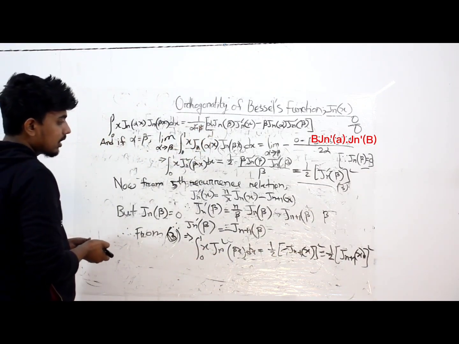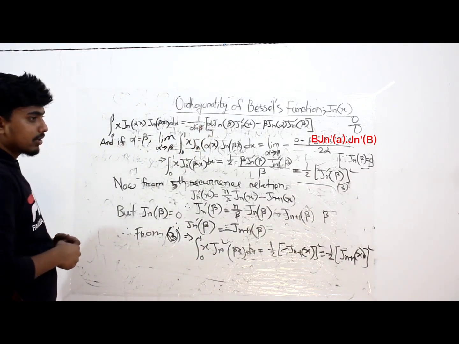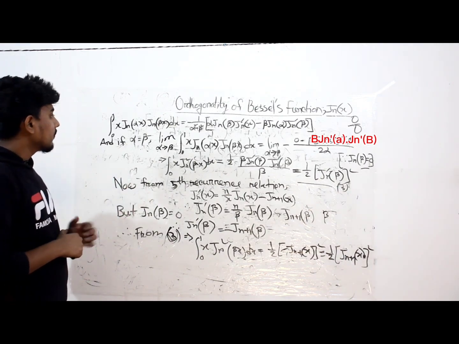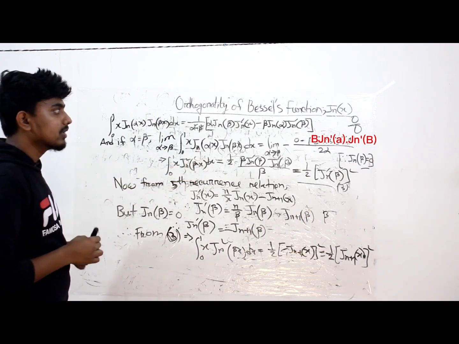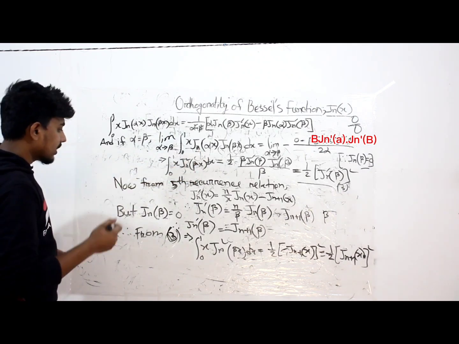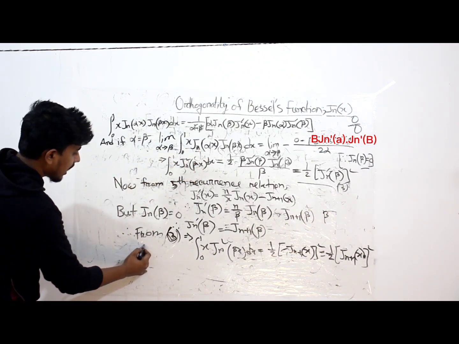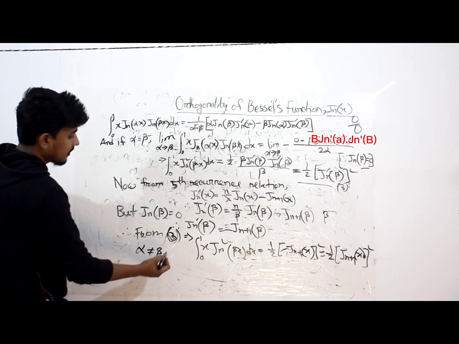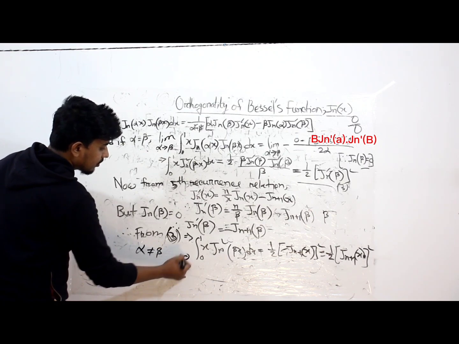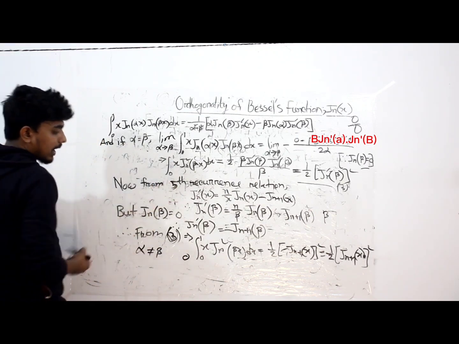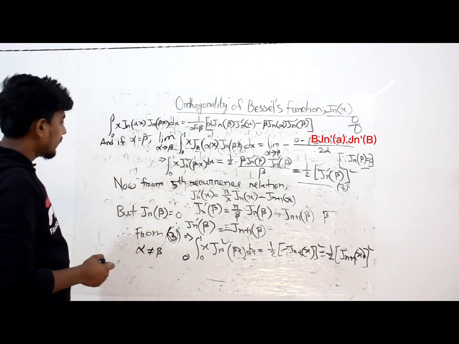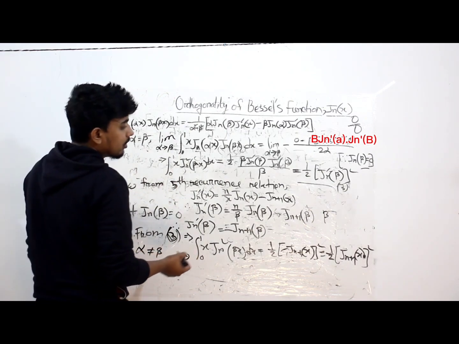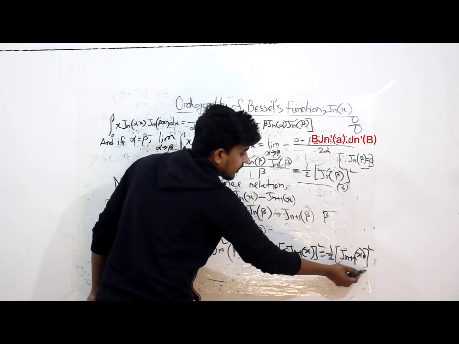So this is the orthogonality of Bessel's function, where alpha equals beta is a root of Jn of x. We conclude that if alpha is not equal to beta, then the orthogonality integral of Bessel's function from 0 to 1 will be 0, and if alpha equals beta, that means the root is equal, then the orthogonality integral of Bessel's function will be this term.